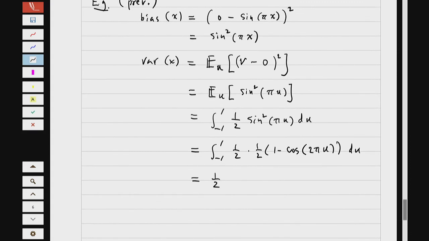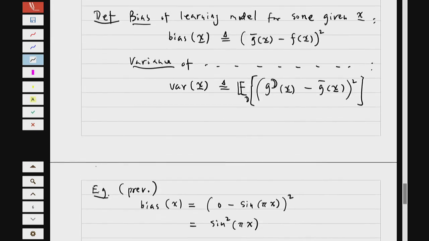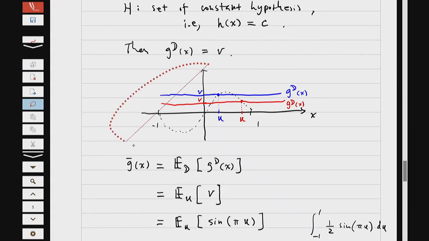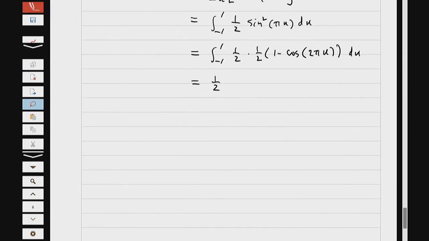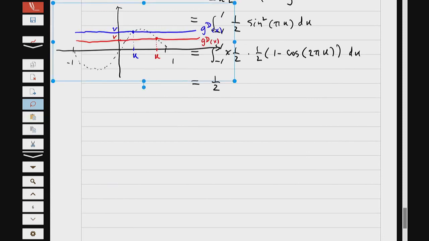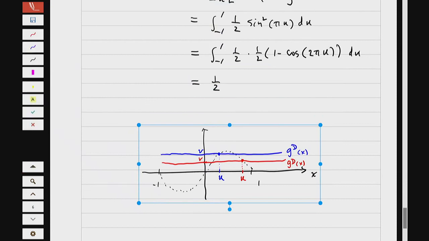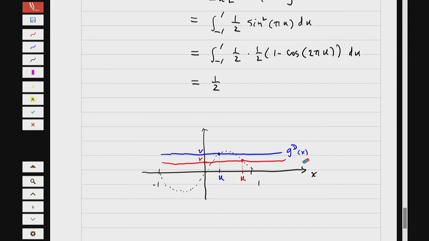So now, what is the bias-variance trade-off? If I draw, we want to find the actual difference. Let me copy this over. Let me get rid of the variance one.